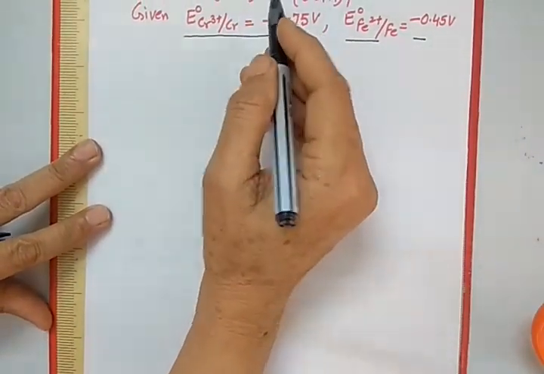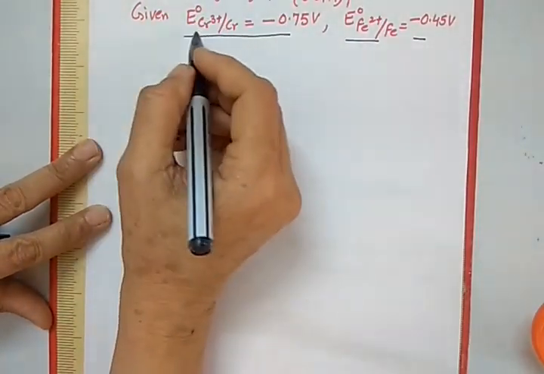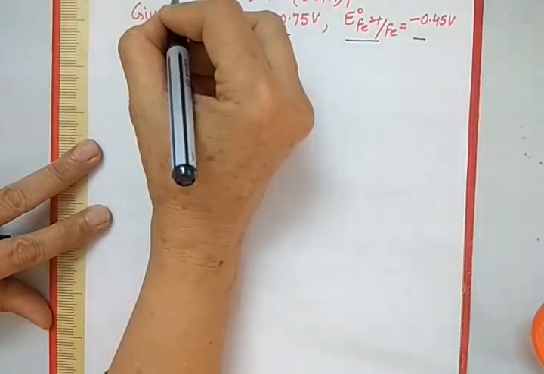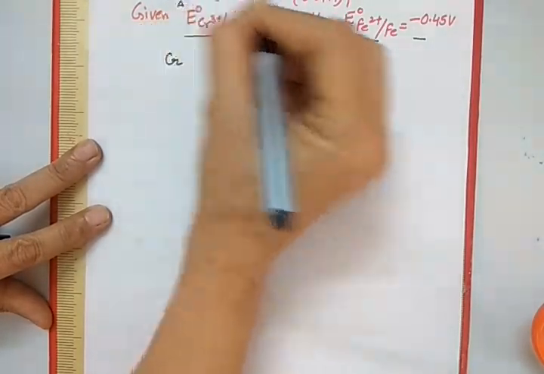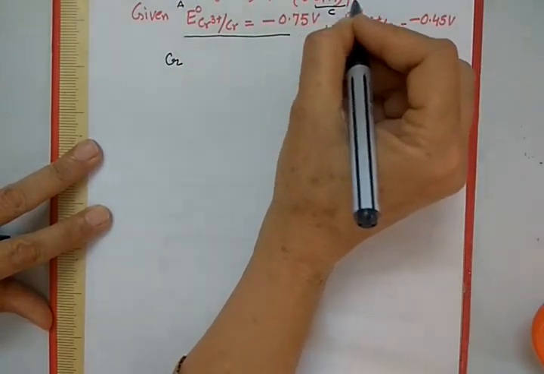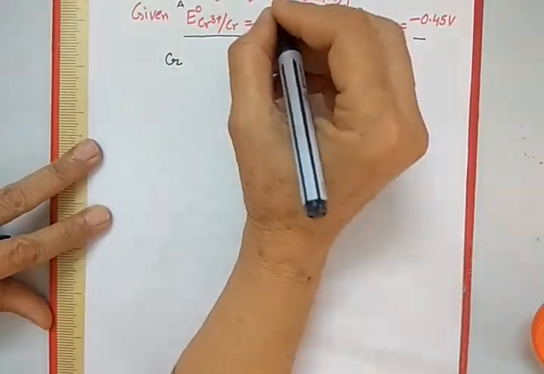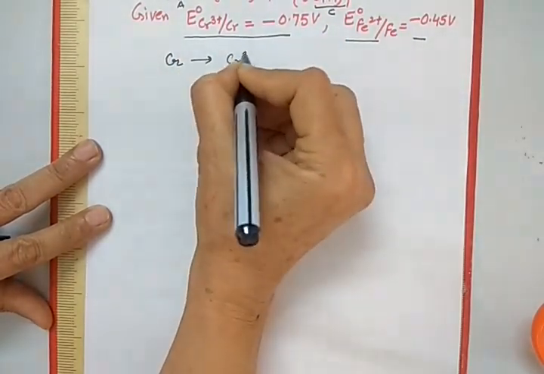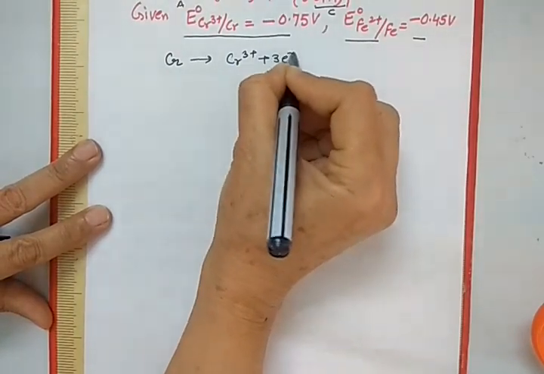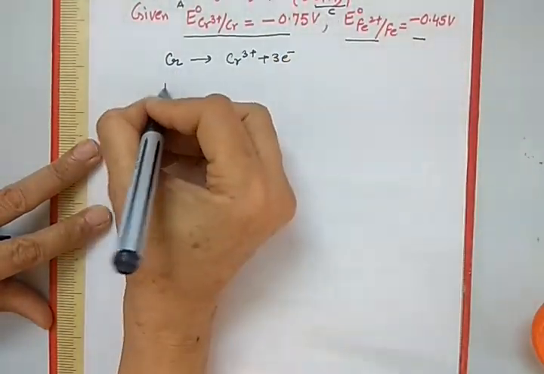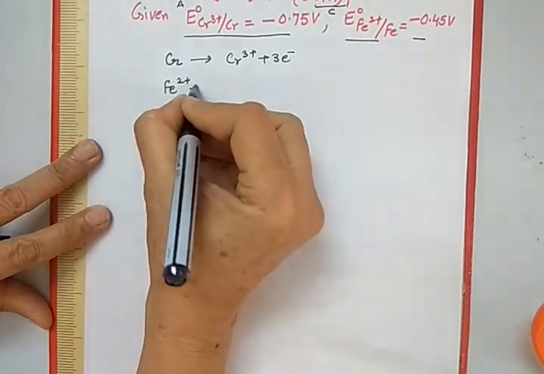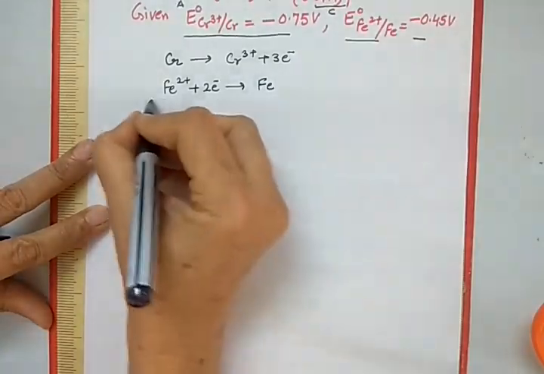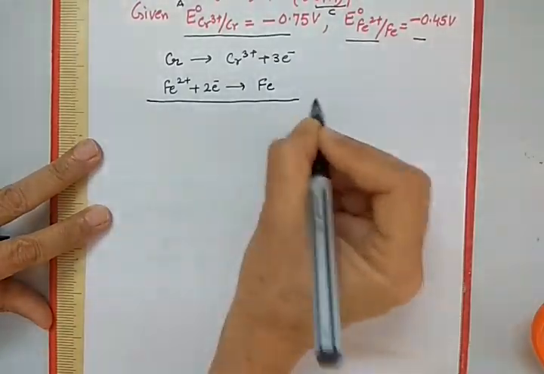First step is, let us write the cell reaction. You all know that this is anode, this is cathode. Clear? Right side is cathode, left is anode. Cr is changing to Cr3+ plus 3 electrons. And at the cathode, Fe2+ is changing to Fe by taking 2 electrons. So what is the overall cell reaction?